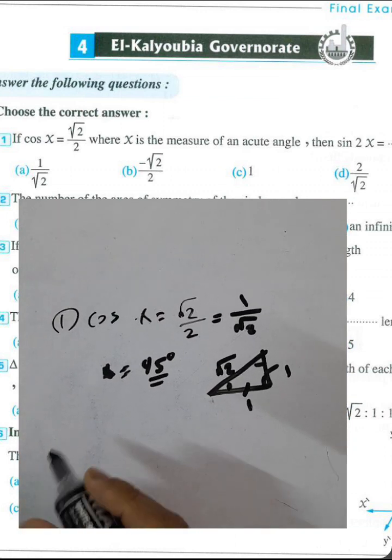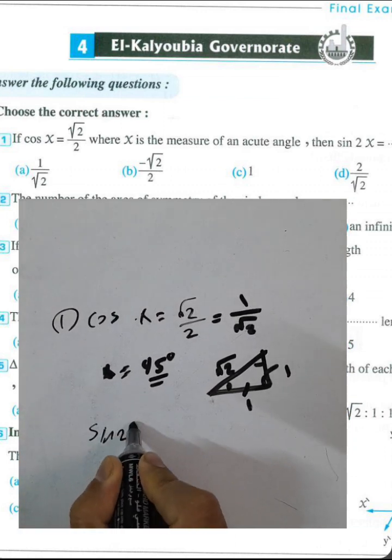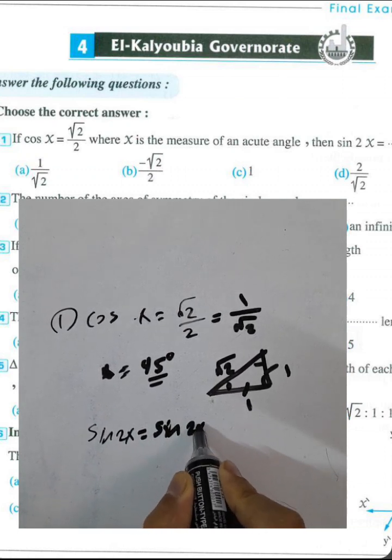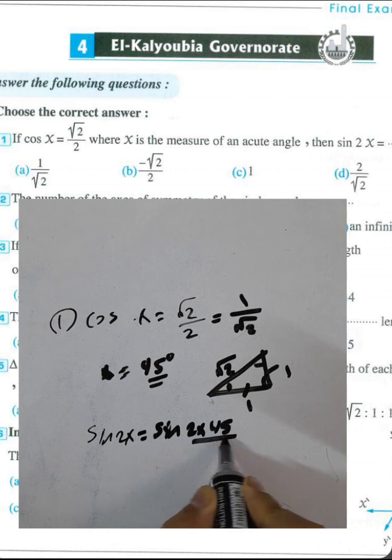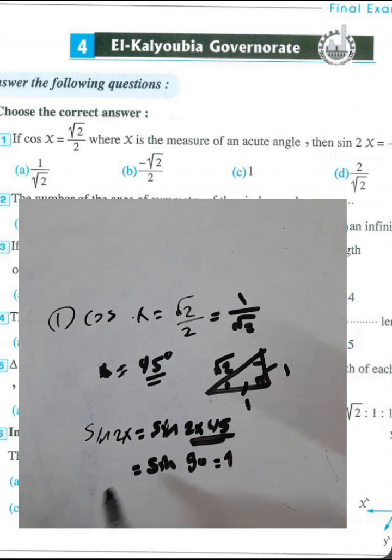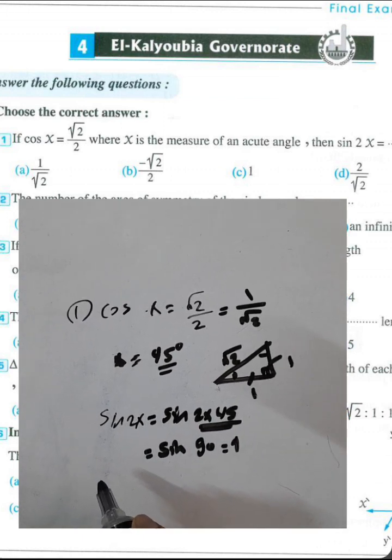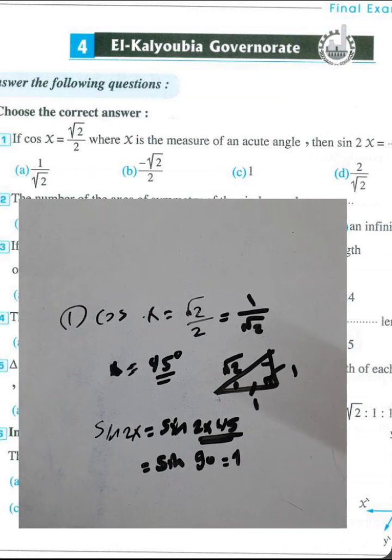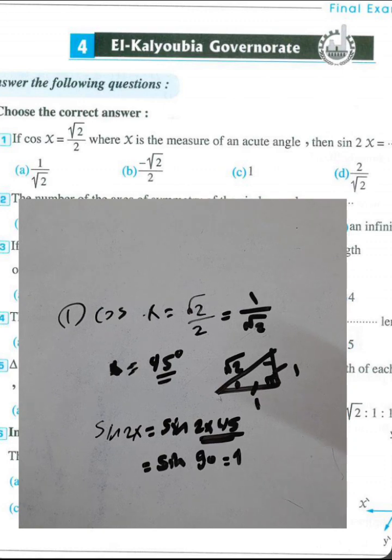Then we can find sine 2x. It will be sine 2 times 45, which is sine 90 degrees. Sine 90 equals 1. You can use a calculator to find the result: sine 90 is 1. Okay, then you must choose letter C for question number 1.